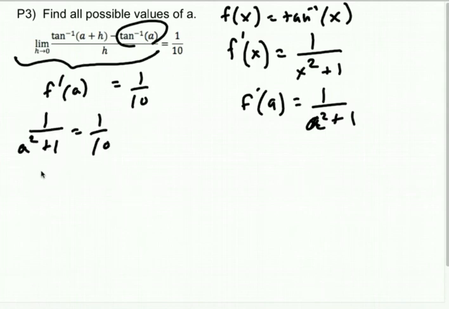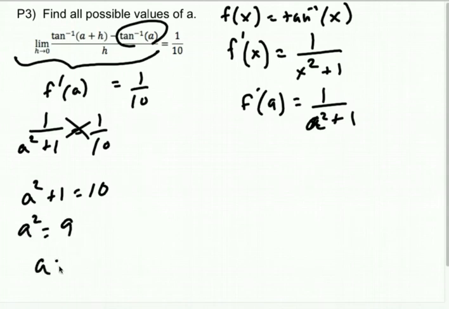I'm going to cross multiply because this is a proportion, right? So I'm going to get a squared plus 1 equals 10. A squared is 9, so my a should be plus or minus 3.